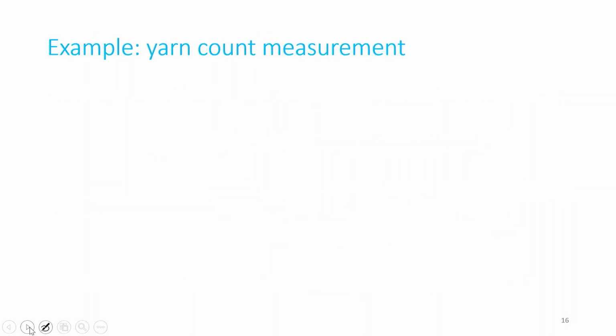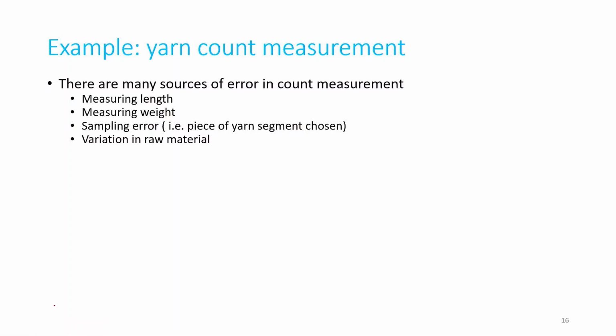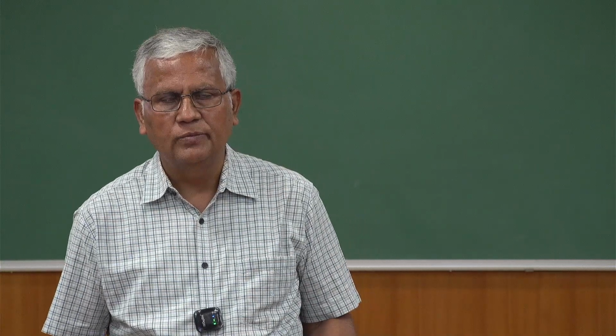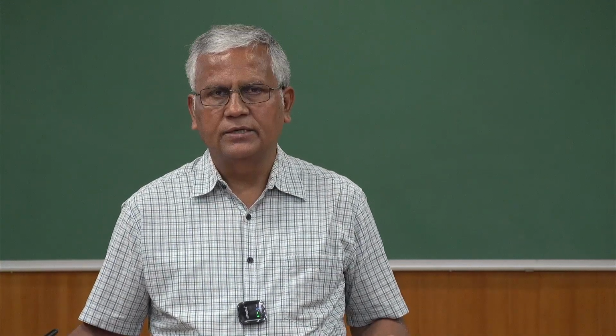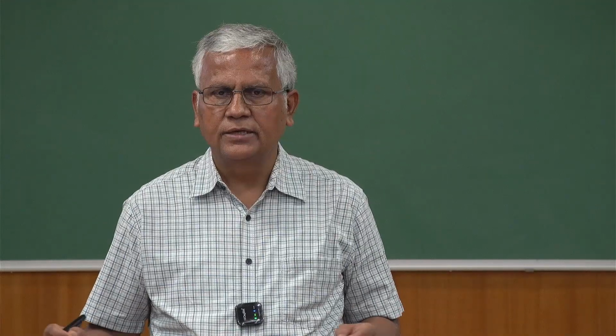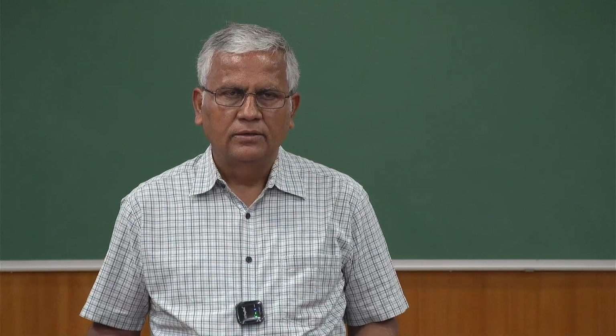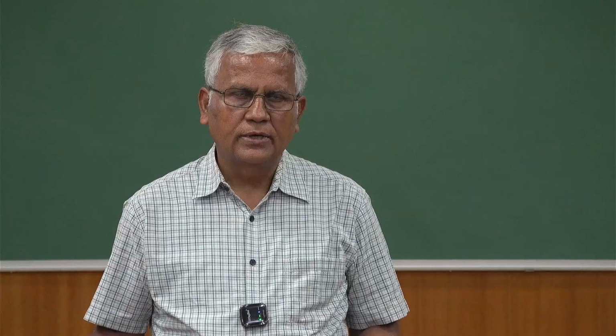An example, if we take like this, when we try to measure the yarn count, there are many sources of error in count measurement, like measuring length. Measure the length of the yarn for count determination. There could be some error in the measurement of length. Some yarns are stretchable, so with a little stretch it will extend. There are many sources of error.